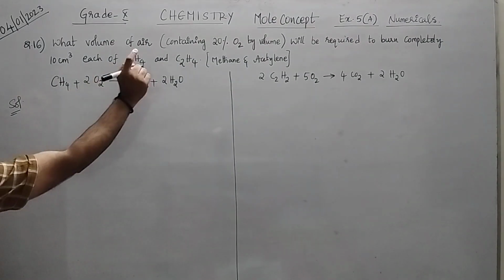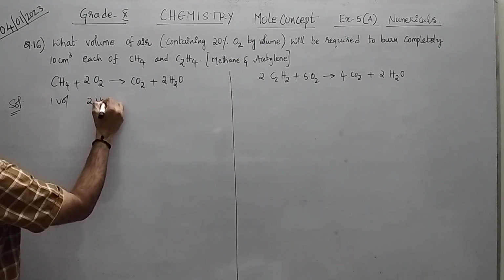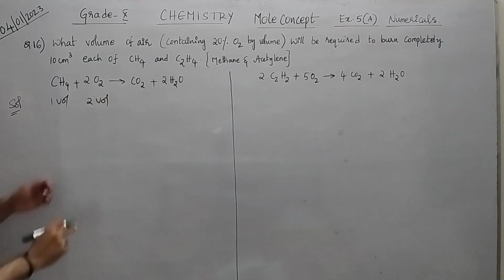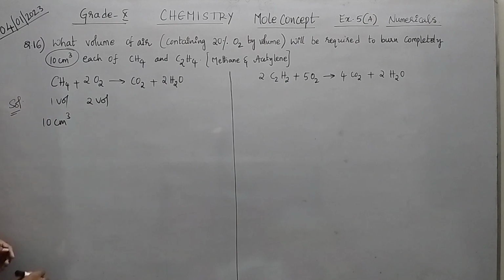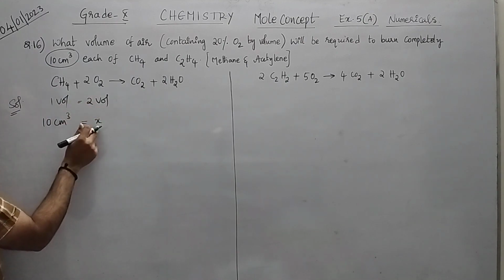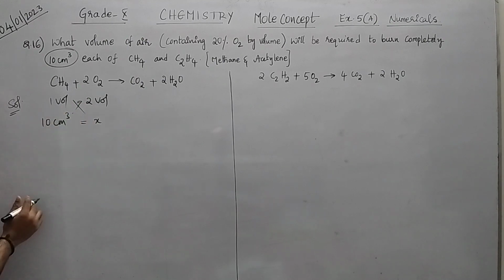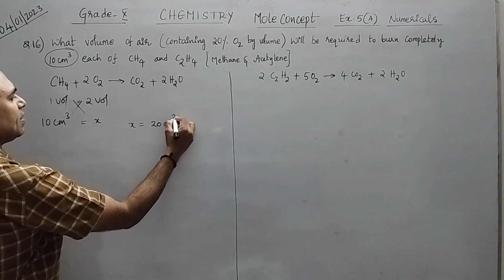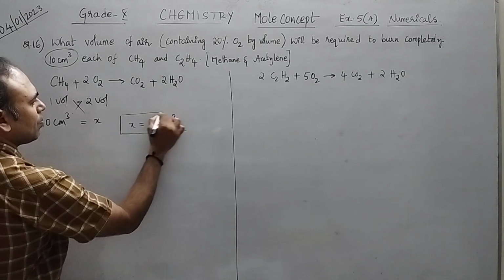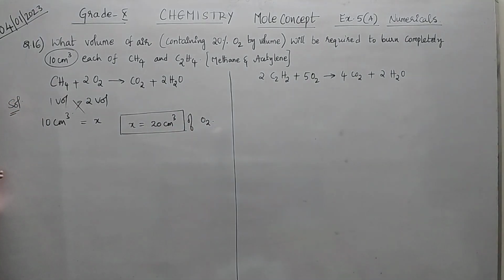First and foremost thing is writing the volume here. We know that 1 volume of methane requires 2 volume of oxygen, and here how much is given? 10 centimeter cube. So for this, how much oxygen is required? Take it as x and cross multiply. You get x is equal to 20 centimeter cube. So that means we require 20 centimeter cube volume of oxygen.